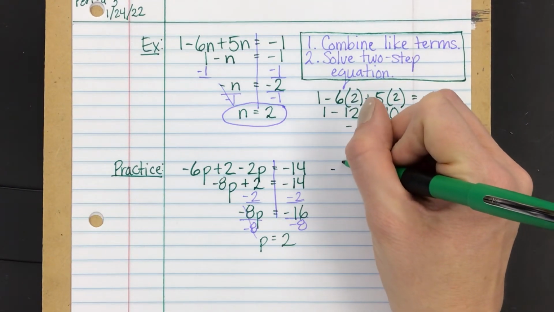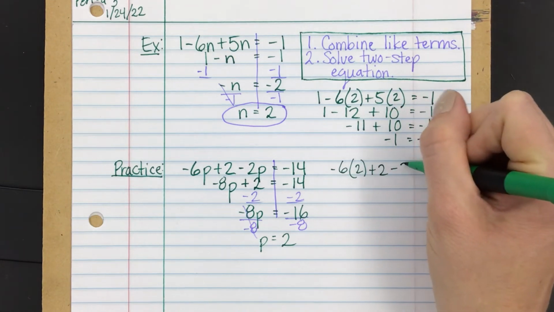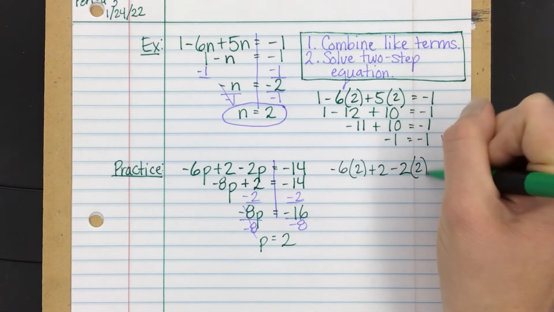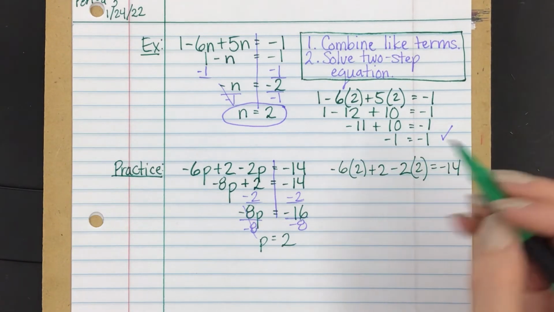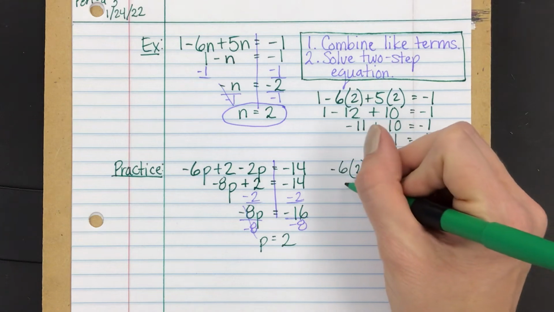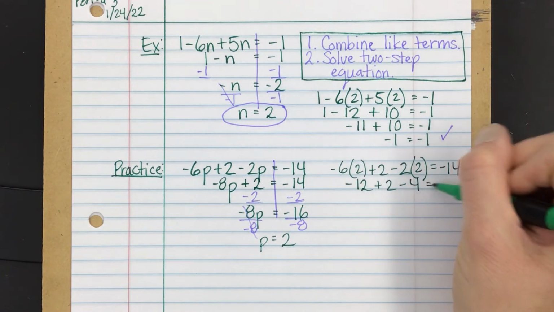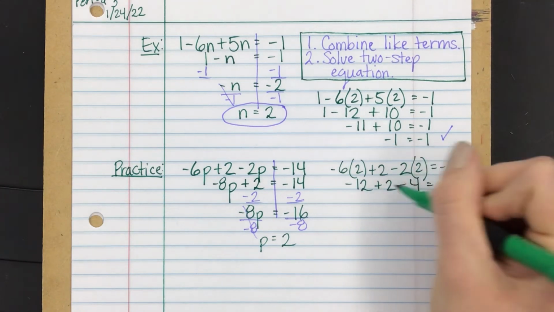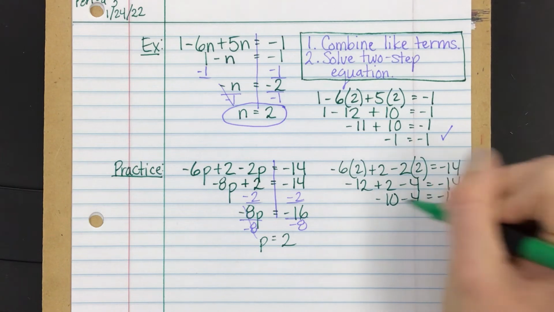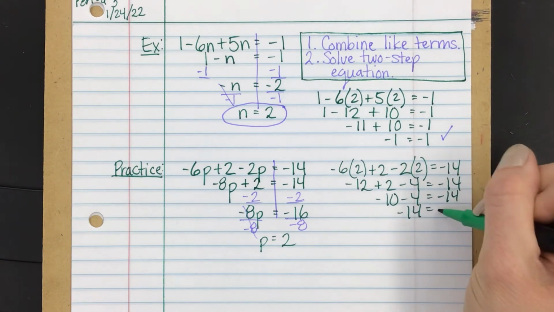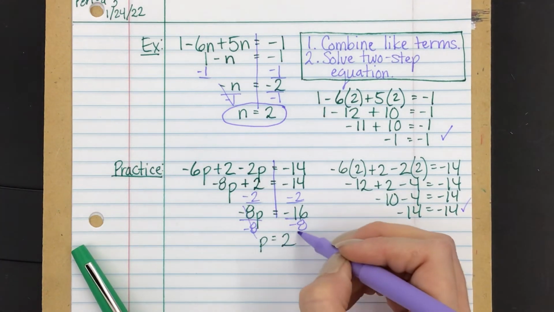So my check here is 6 times 2 plus 2 minus 2 times 2 is equal to negative 14. I'm going to multiply everything that I can first, and then I'll add and subtract. This is negative 12 plus 2 minus 4 is equal to negative 14. Combine these, that's negative 10. Combine these, negative 14 is equal to negative 14. And we're good. We know it's the right answer.